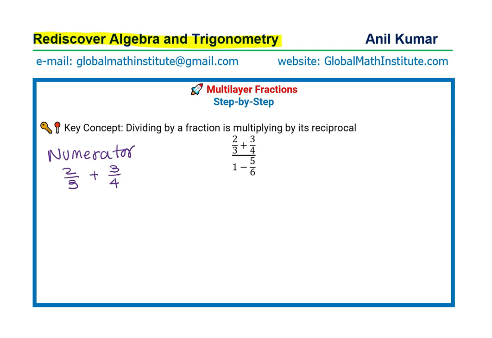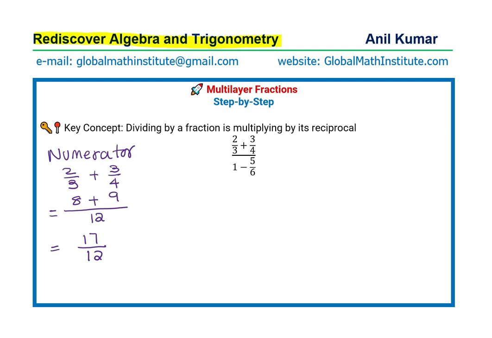You can take a common denominator of 3 times 4, which is 12. To make equivalent fractions with denominator of 12, just cross multiply. So 4 times 2, 8, and 3 times 3, 9. So what you get here is 9 plus 8, 17 over 12. So that is the numerator part.